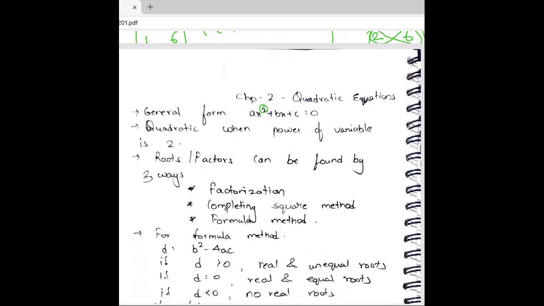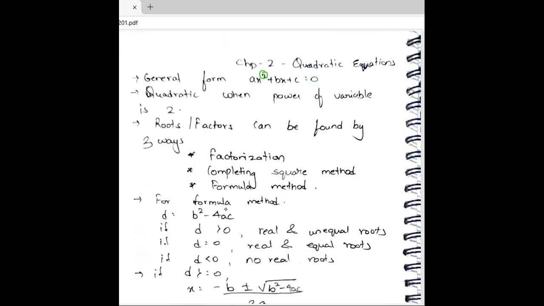We can find the roots and the factors by using three ways. The first one is factorization, second is completing square, and third one is formula method. What do you mean by factorization? Factorization means, say for example, if I have an equation x square minus 5x plus 6 equals to 0, I can find the factors for this.